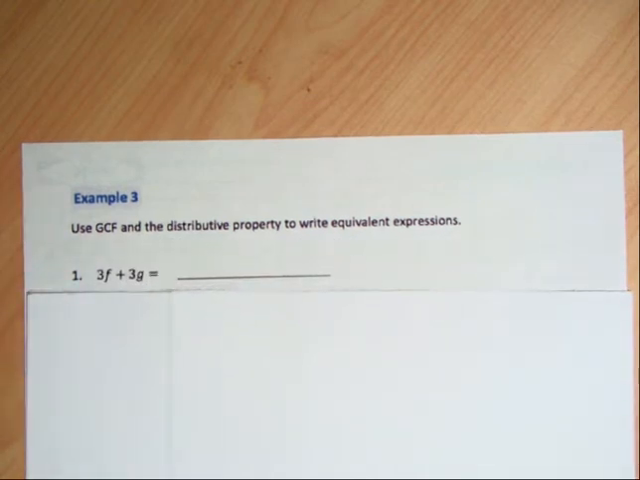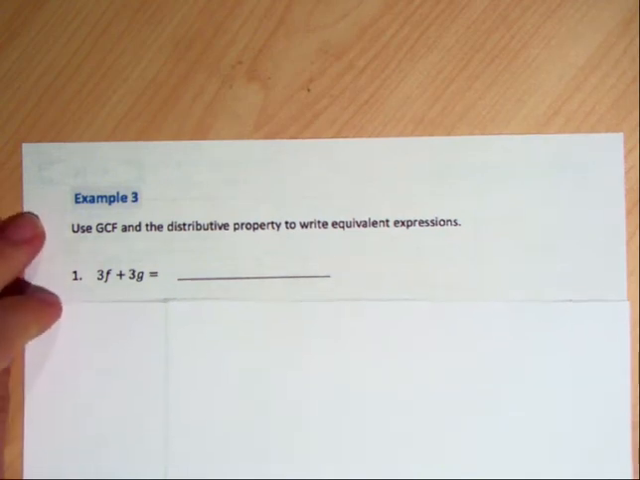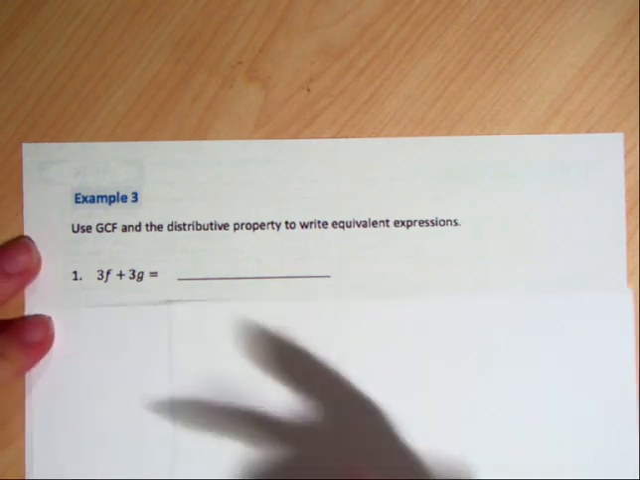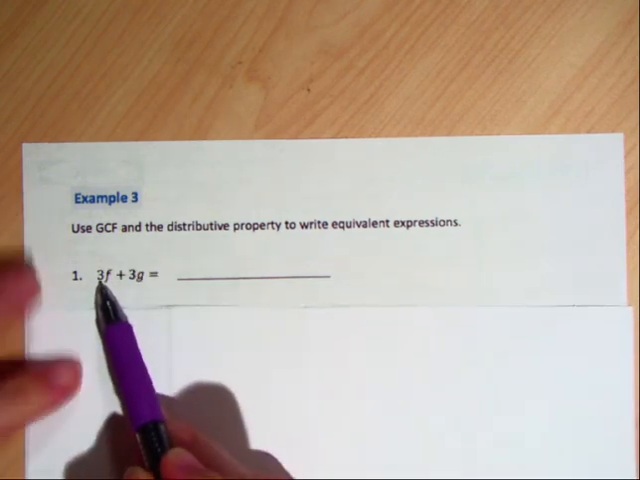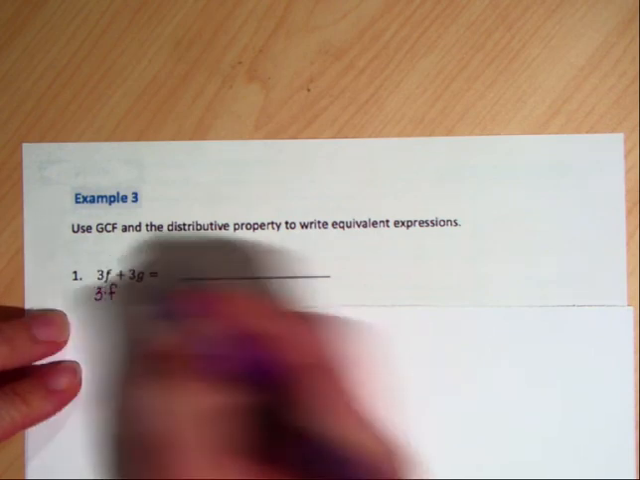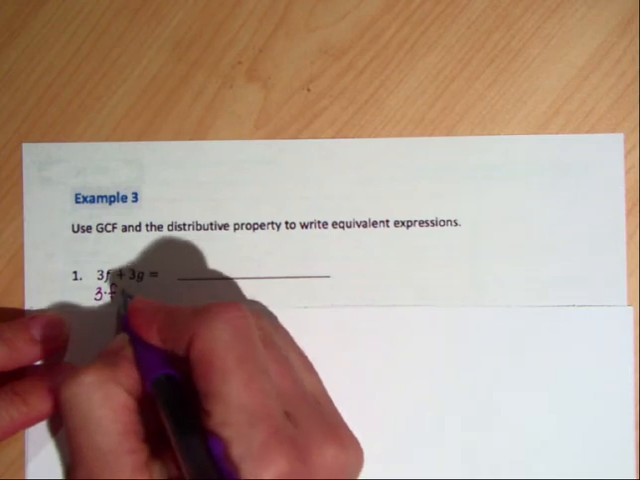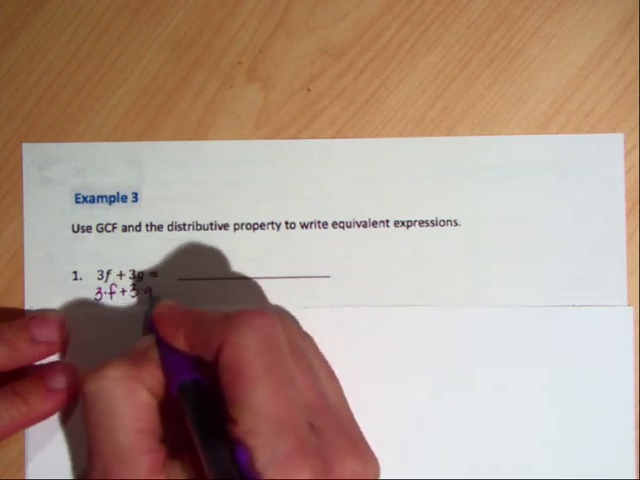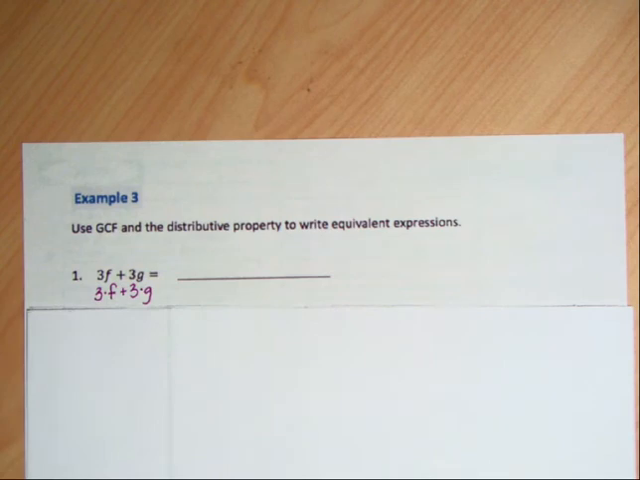All right, the first thing that we want to do is go back a few lessons when we expanded them. So let's expand 3f plus 3g. Remember, we take the coefficient of the term and the variable, and we split them up. So this really says 3 times f plus 3 times g. Now I'm going to look at these numbers, and I want to find the greatest common factor. Now we know when the numbers are the same, they are their own greatest factor. So the greatest common factor of 3 and 3 is 3.